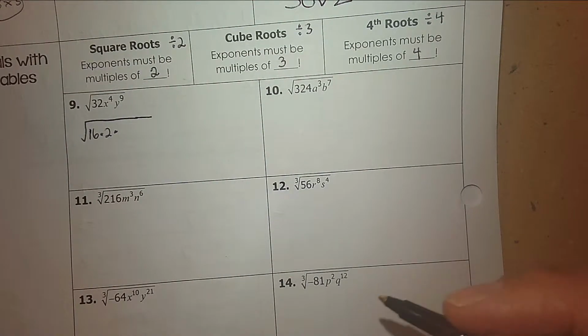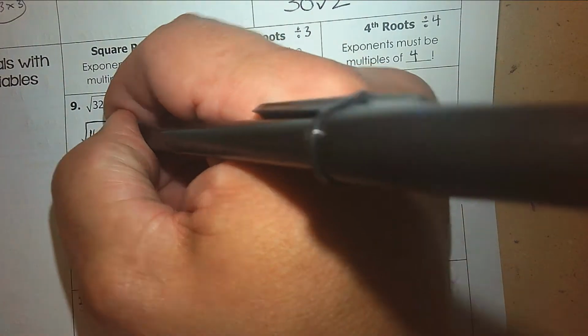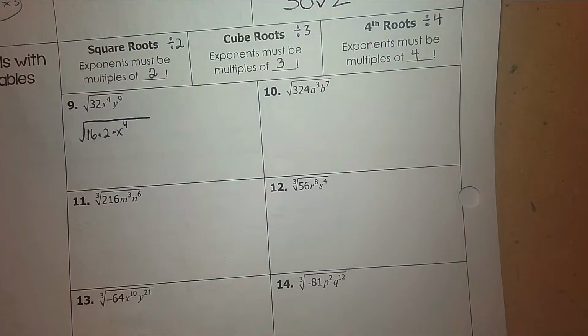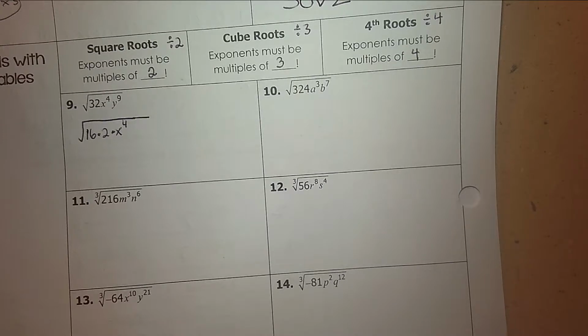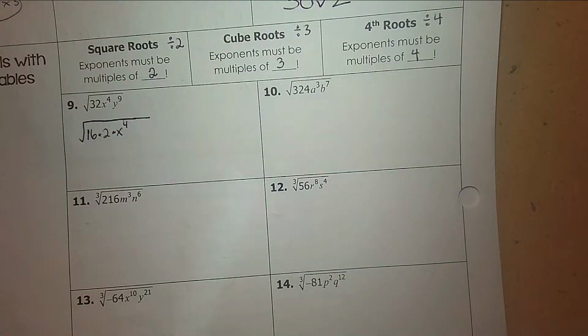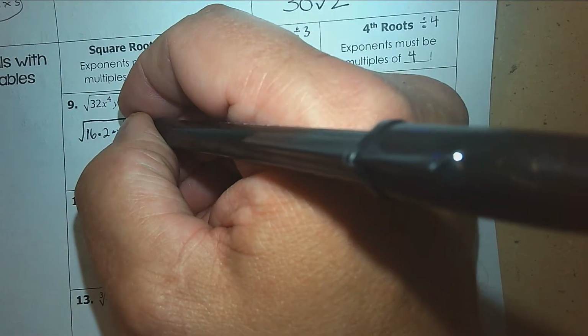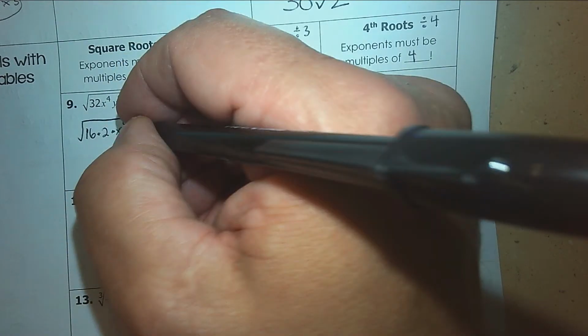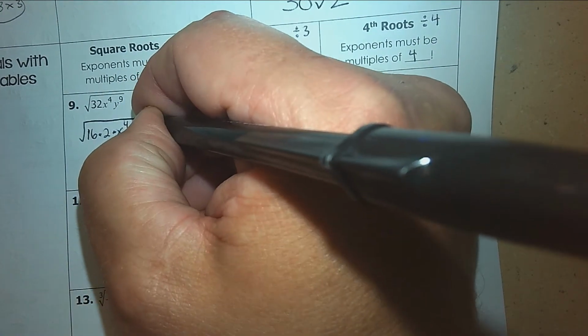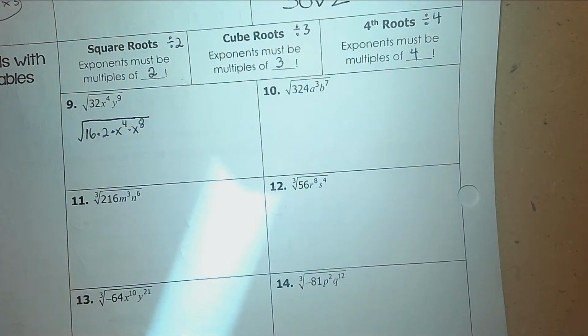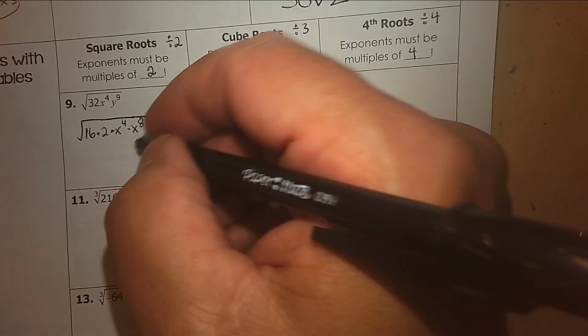If a variable has an even exponent, then we let it be. So x to the 4th is good, right? Because I can divide it by 2. But y to the 9th is what type of exponent, obviously? Odd. Can I do that? No. So instead, what I'm looking for is the largest even number that goes into 9 that I can break it down. What's the largest even number that's less than 9? And the answer is 8.